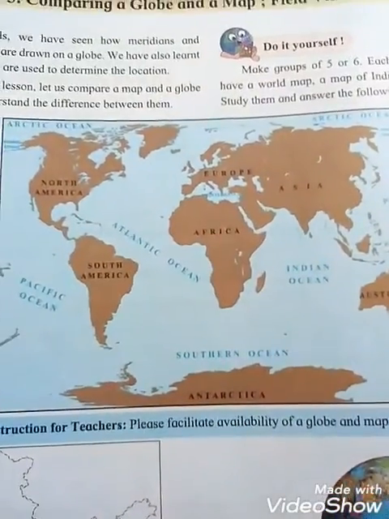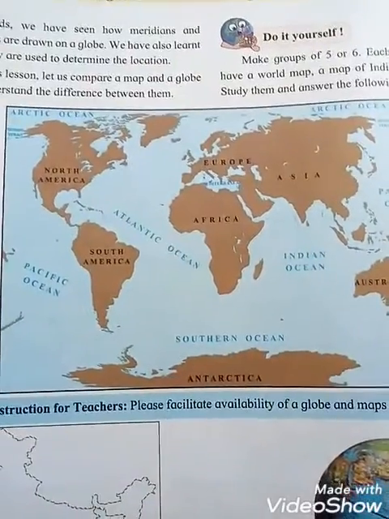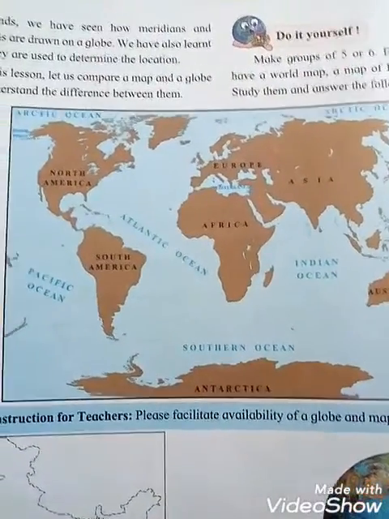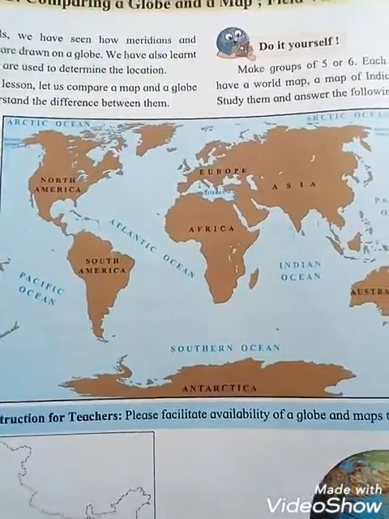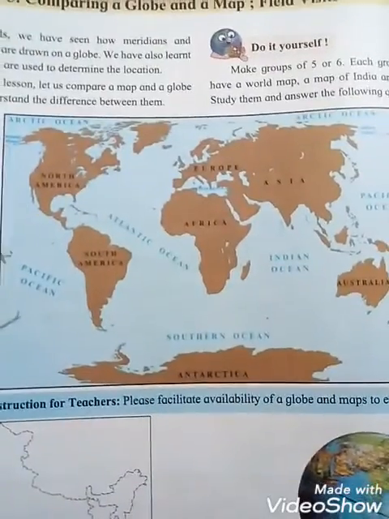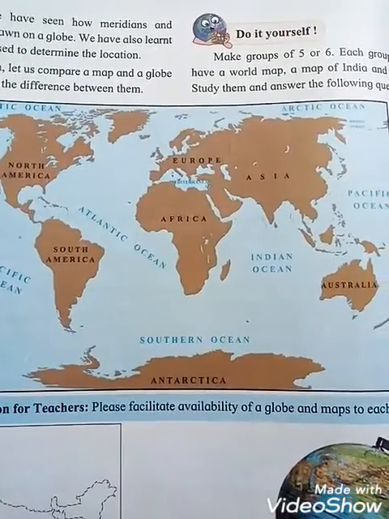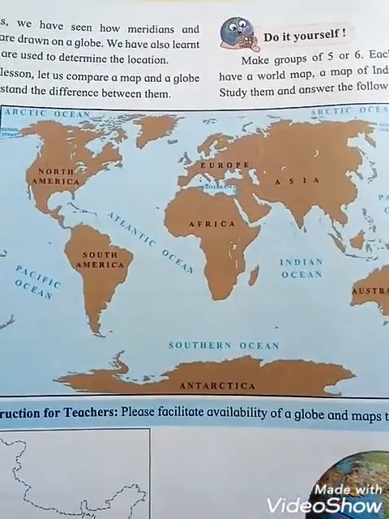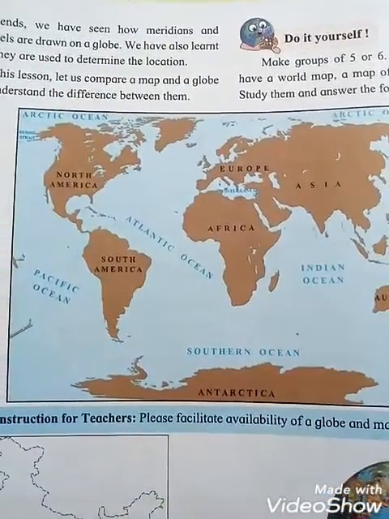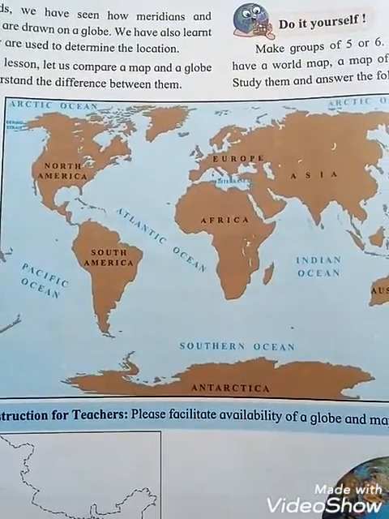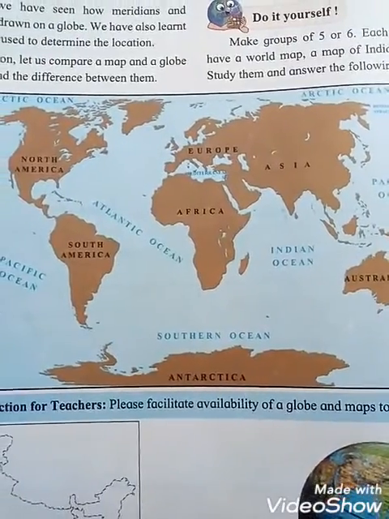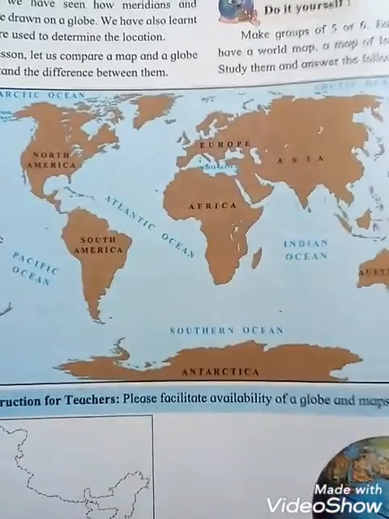See, students, this is a world map. In this, what you are observing is that 7 continents are there. Which are the 7 continents, students? North America, South America, Europe, Africa, Asia, Antarctica and Australia. And 5 oceans are there: the Arctic Ocean, Pacific Ocean, Atlantic Ocean, Southern Ocean and Indian Ocean. You can observe them and get the answer.